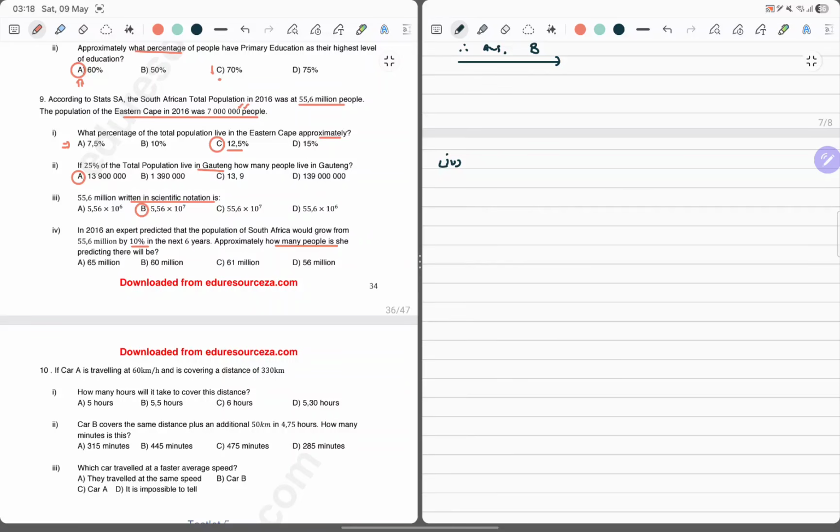So first of all, let's find 10% of this thing. So we know that 10% is 10 over 100 multiplied by 55.6, like that. And as I said, that and that go away. So basically we end up with 10 times 55,600,000.